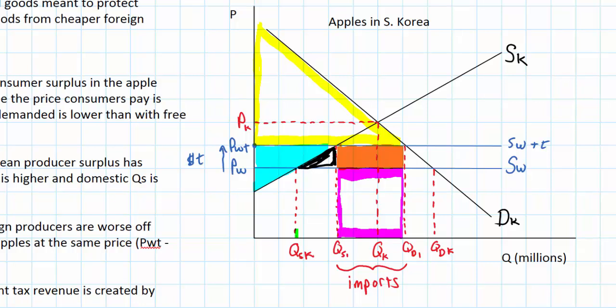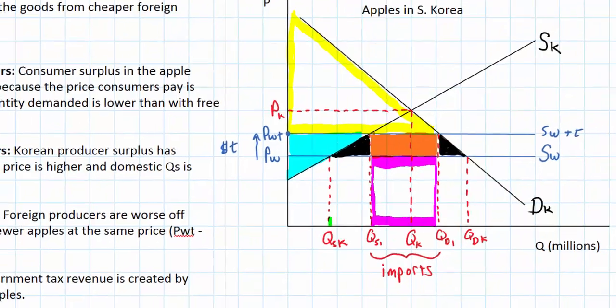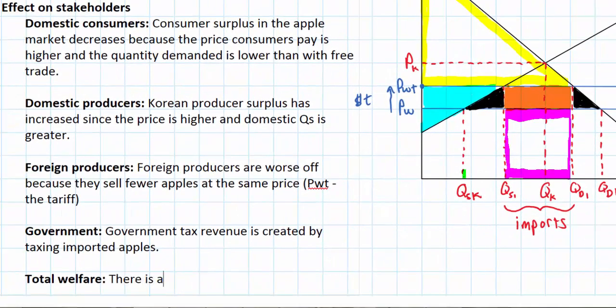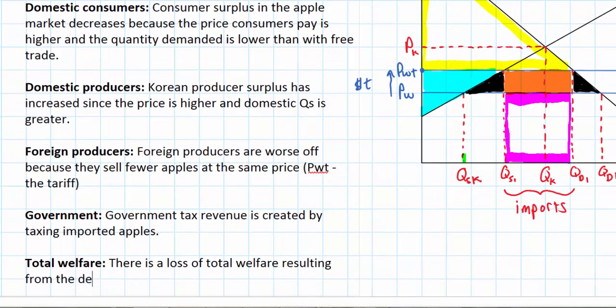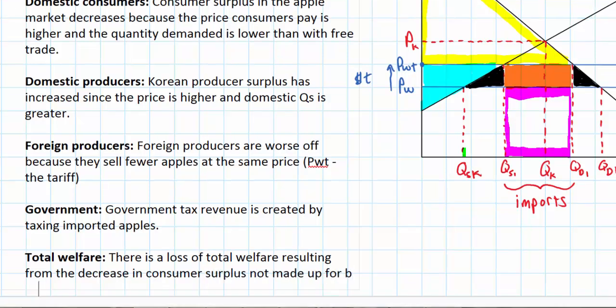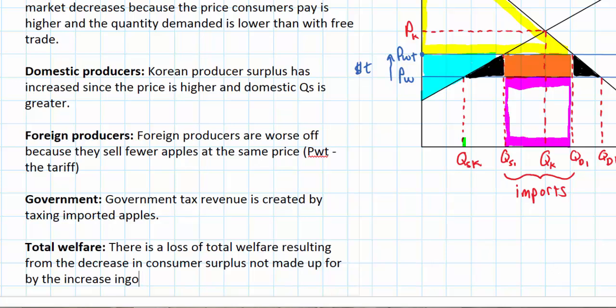from this tariff. Now, this only considers Korean society, in fact. This does not take into account the loss of welfare resulting for American farmers and other countries' farmers where apples were produced more efficiently and that used to be sold to Korea. The two black triangles represent the loss of total welfare or the deadweight loss of the apple tariff. So we can say there is a loss of total welfare resulting from the decrease in consumer surplus not made up for by the increase in government tax revenue.